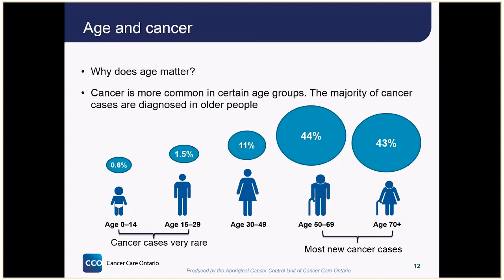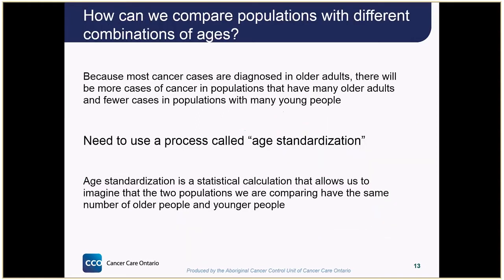Looking at this diagram for the total Canadian population, we see that most new cancer cases are diagnosed in people over age 50, whereas cancer diagnoses in children and young adults are quite rare. Because most cancer cases are diagnosed in older adults, there will be more cases of cancer in populations that have many older adults and fewer cases in populations with many young people.